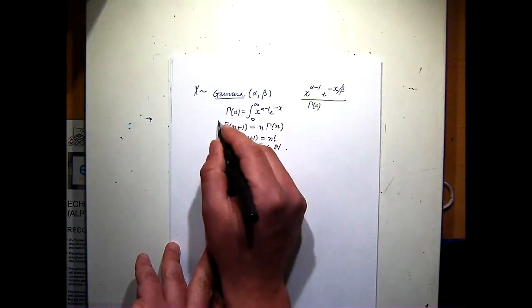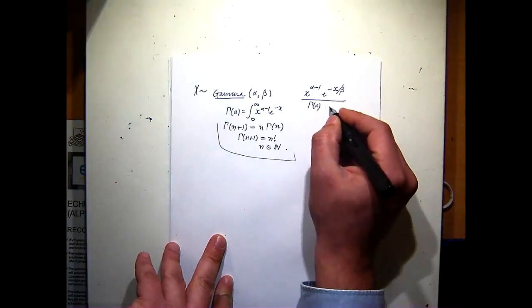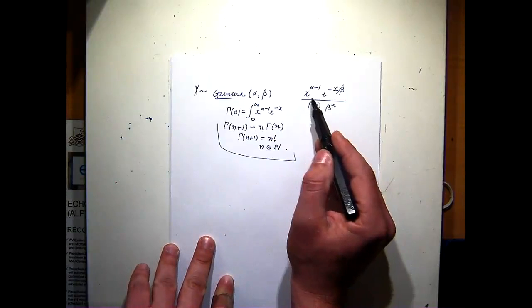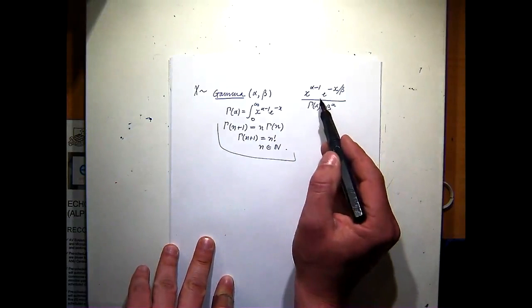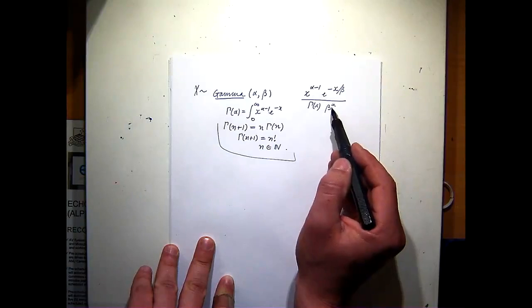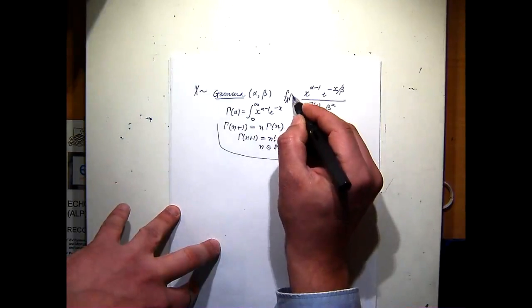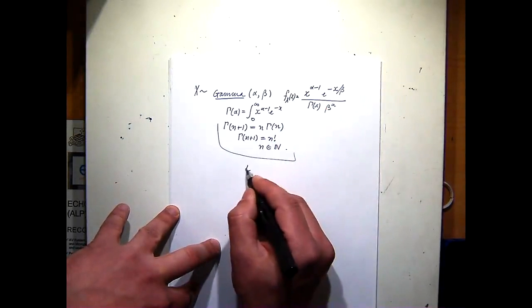So that's just a review. Gamma of alpha, I have to fix it up with a beta to the power alpha, because effectively there's one copy of beta for each x, and there's also another beta from the fact that a density sort of has the x in it. So that's f of x. And then the expected value of x.